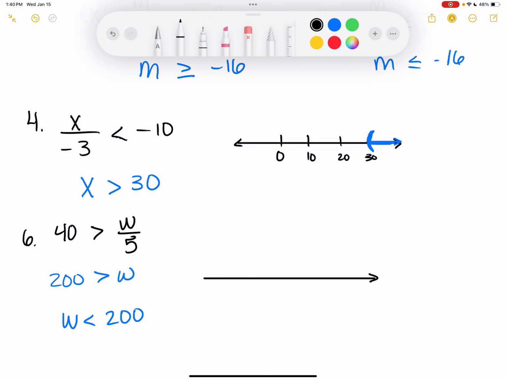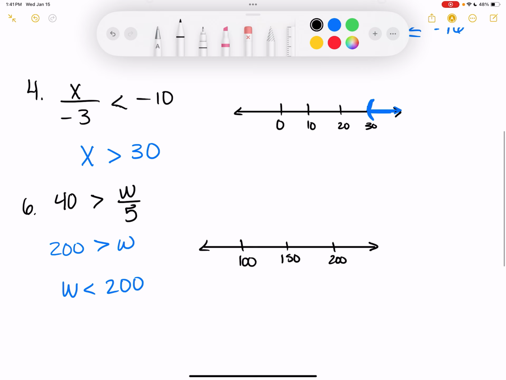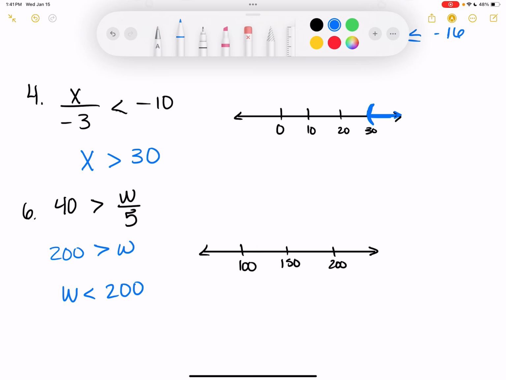All right, now on this one, it's all the way out to 200, so I may start at 100 and I may count by 50s. That's fine too. Look, I'm not super picky about the graphs. As long as you have the stuff facing the right way, I don't really care. All right, so which way does this one face? To the left. And is it a parentheses or a bracket? So parentheses going left.